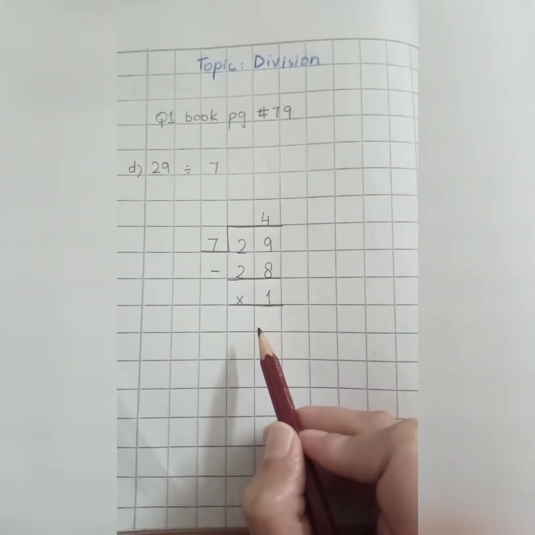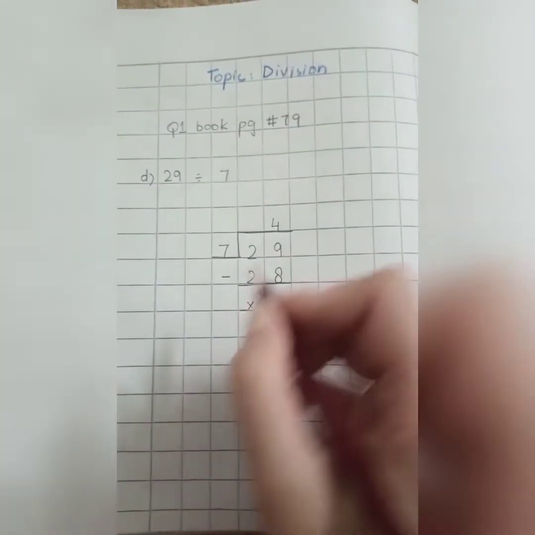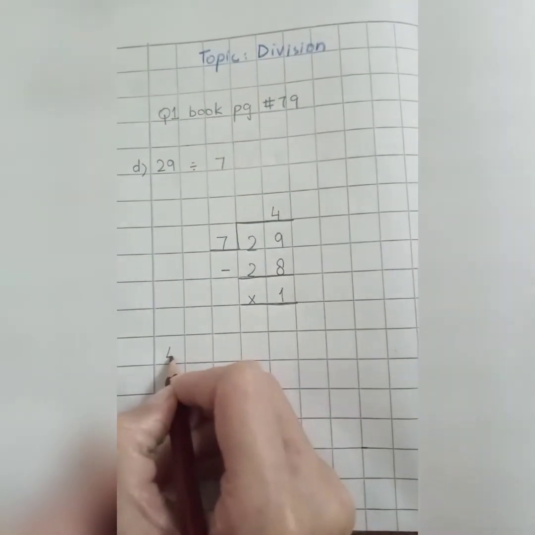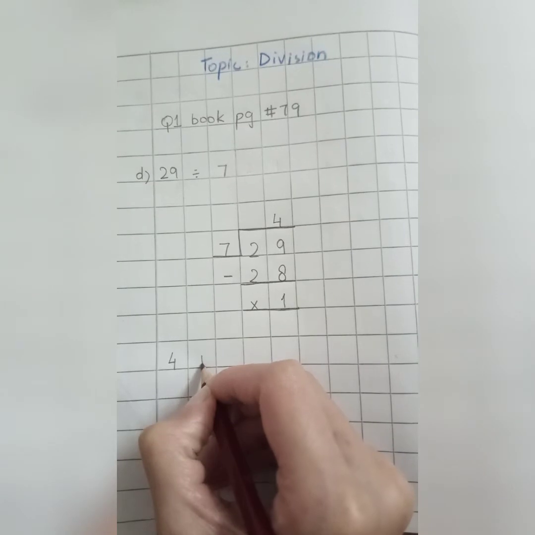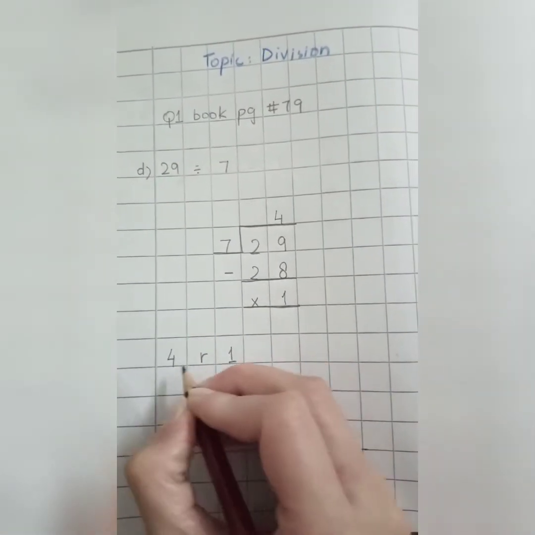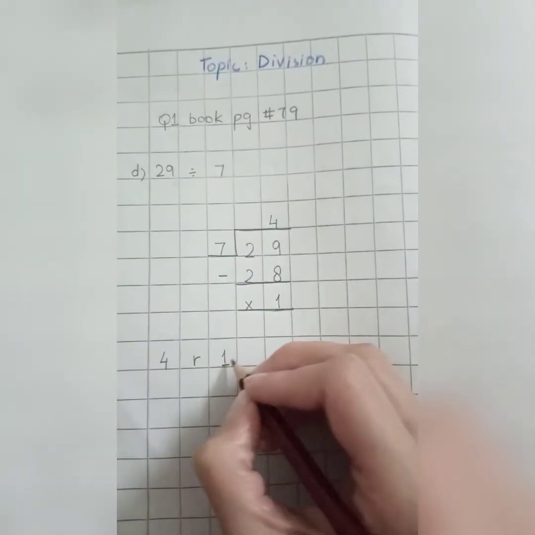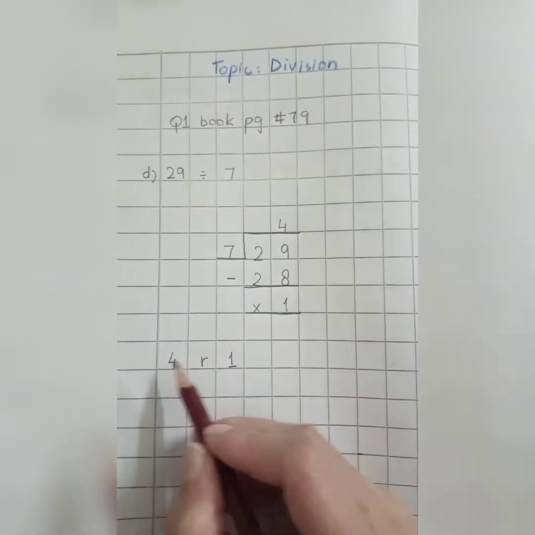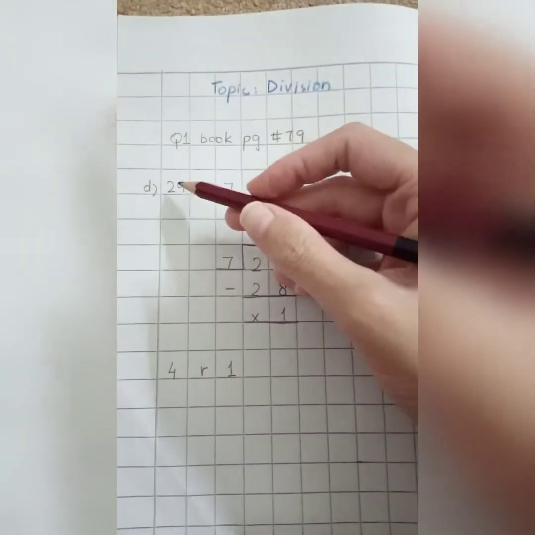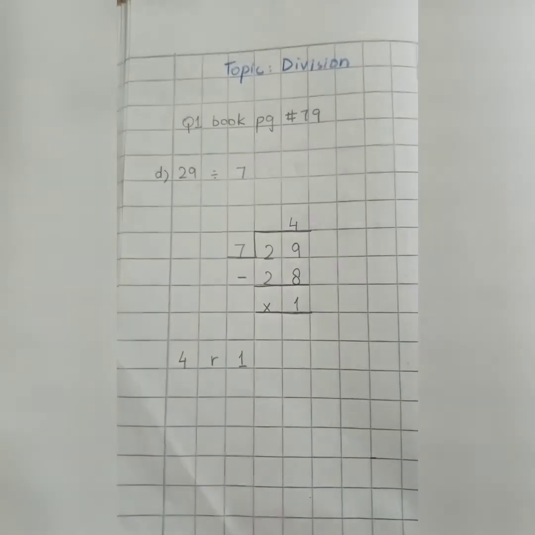Students, how are we going to write the answer? In the answer we will write down the quotient, the number which we have multiplied with 7 to get 28, that is 4, and remainder, r is representing remainder here, remainder will be 1. 4 is the quotient which we will find here, and remainder will be 1. So the answer is 4 remainder 1. So this is the answer which we get by dividing 29 with 7 with the help of long division method.